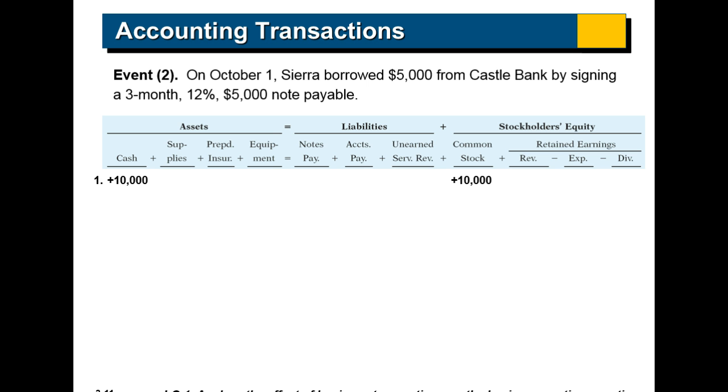On October 1st, Sierra borrowed $5,000 from Castle Bank by signing a 3-month, 12%, $5,000 note payable. What's going to happen? We borrow $5,000. What's going to happen to our cash? It goes up. What happens to our notes payable? Now we owe somebody, don't we? It goes up, doesn't it?